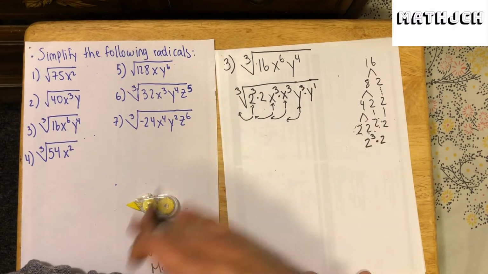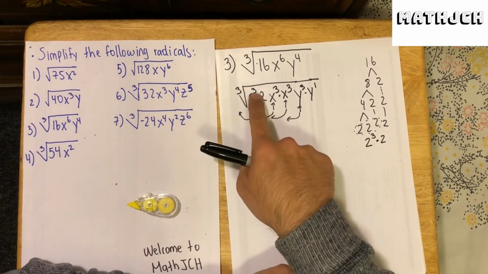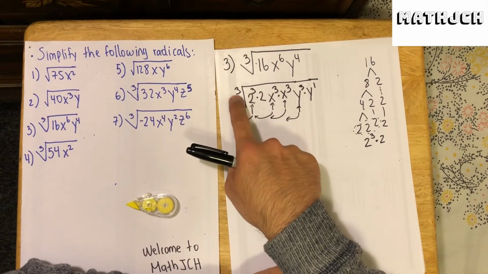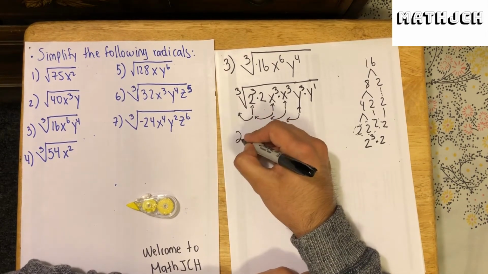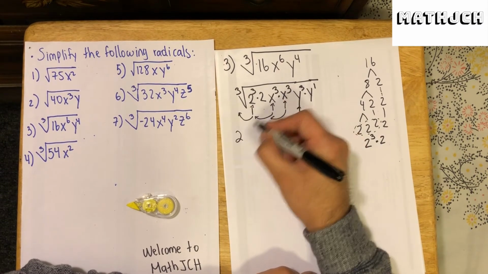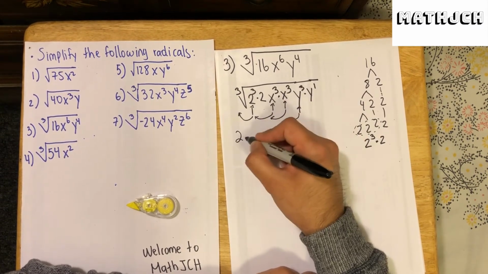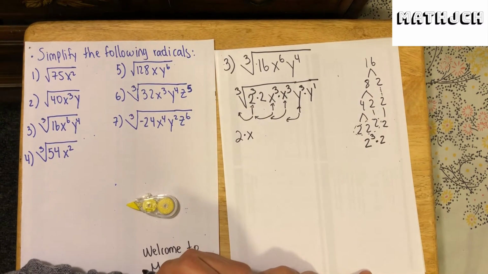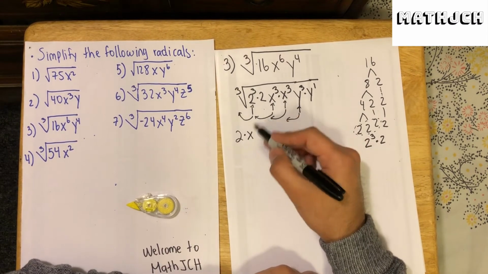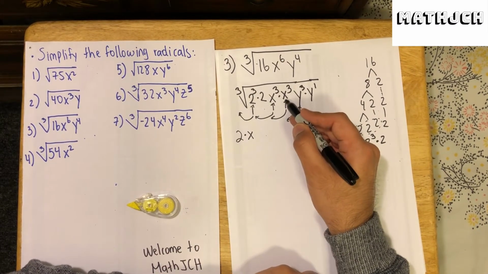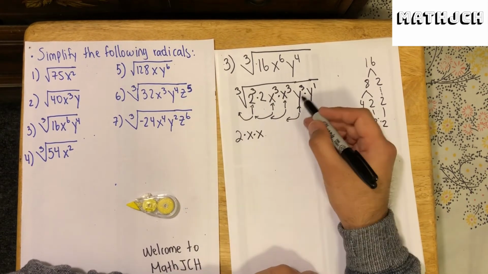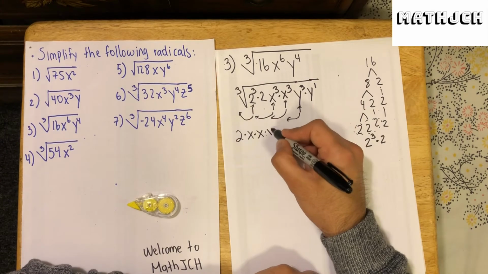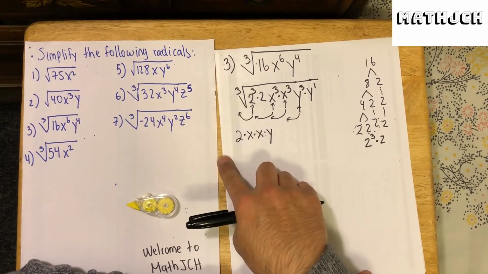So all of these are going to go outside without the exponent, because the exponent will cancel with the index. So that means these two will go out, this x will go out, and whatever goes out is going to multiply each other. This x will go out, which is this x. This another x will go out, which is multiplied by x again. And then a y will go out, and that's going to multiply whatever goes outside as well.